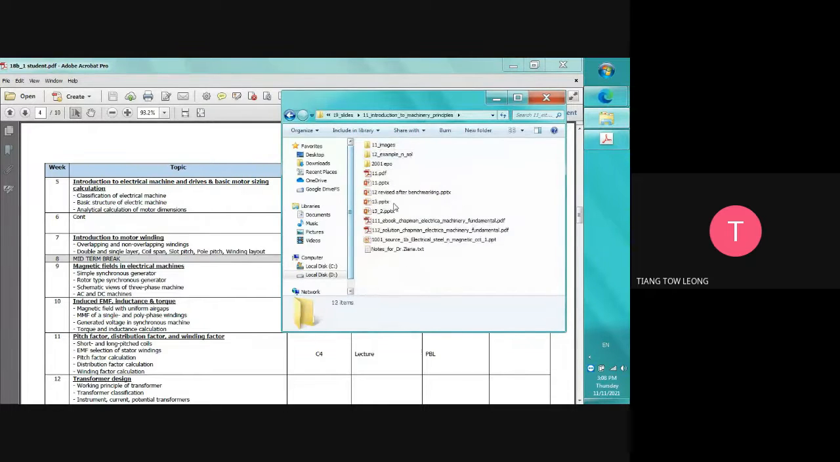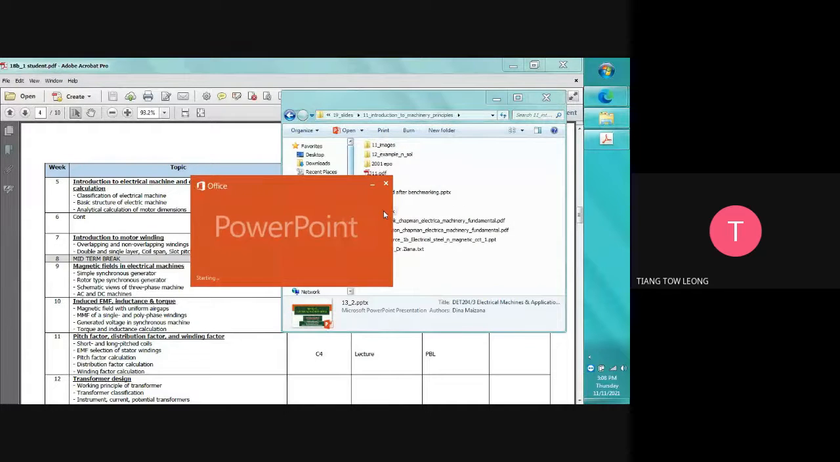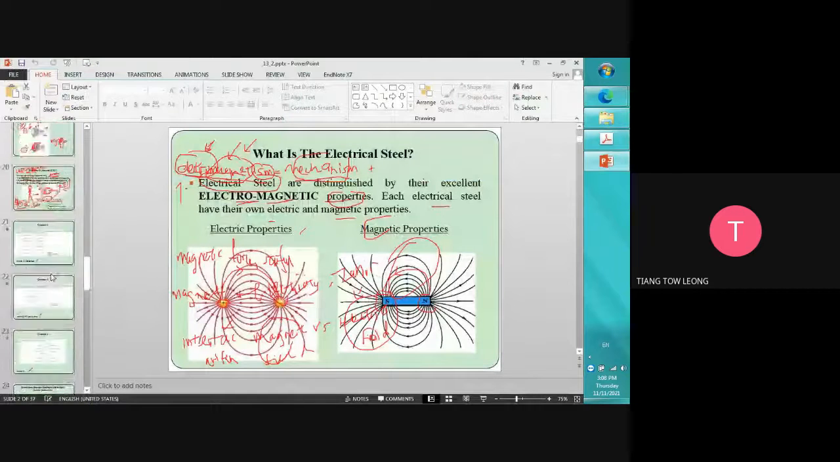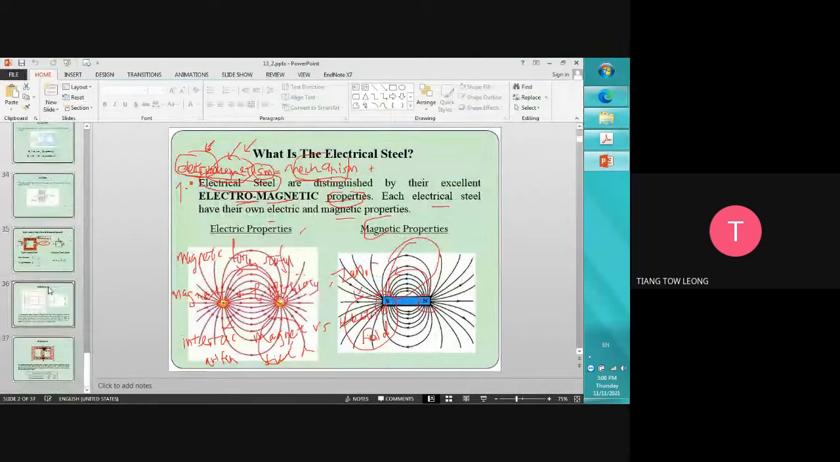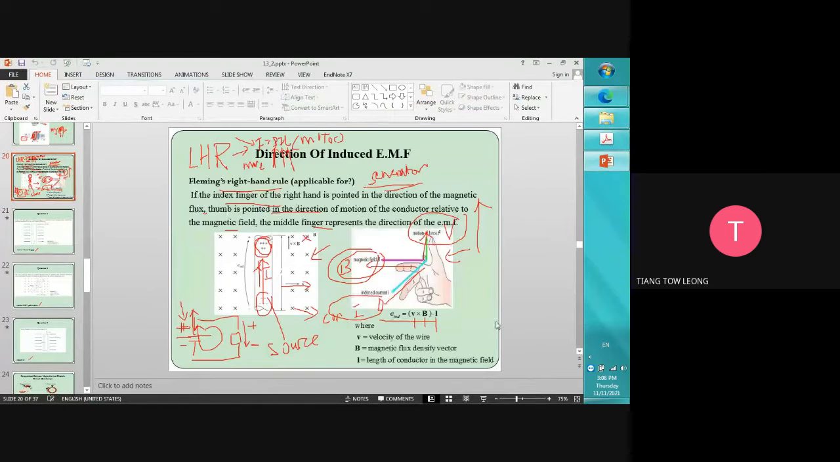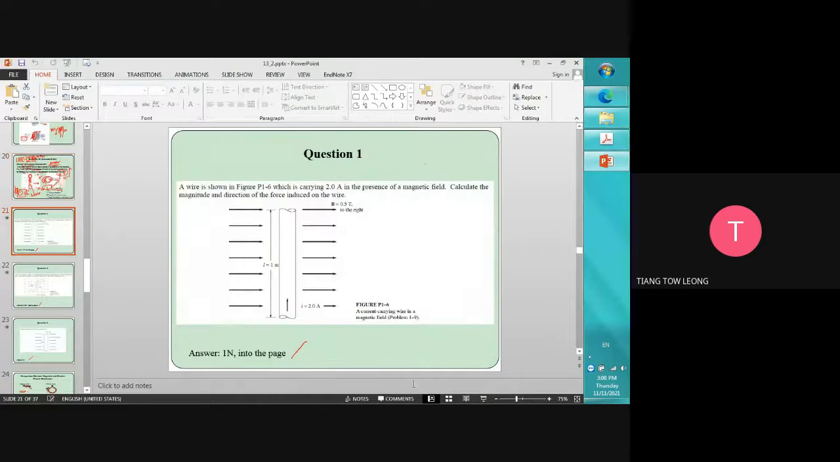Last week, where did we stop? Have a look. Where are we now? Oh, okay. We are in here. Wow, a few are lagging behind. Okay, let me start.